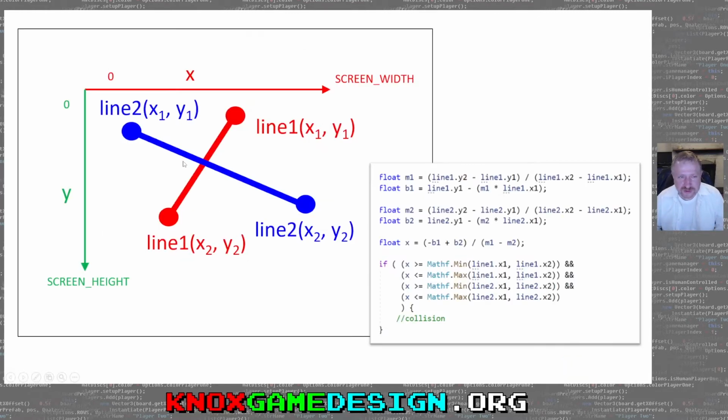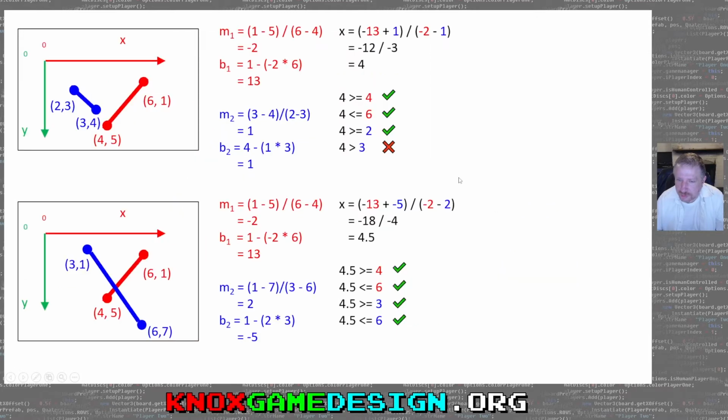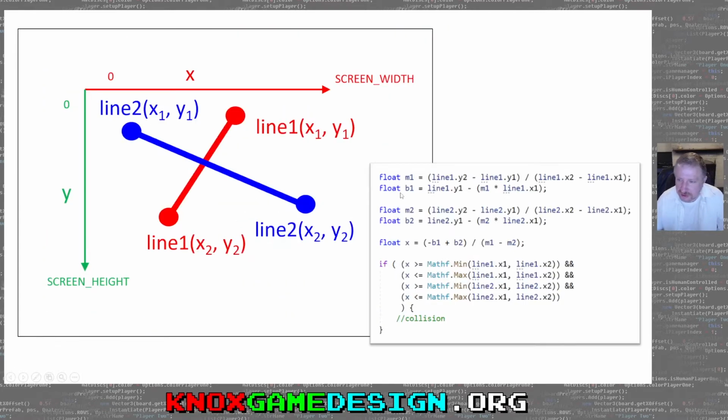Okay, so here's the example. We have two lines, both with two points defined by x and y. Here are the calculations I just did. We do the same finding of the slope and the intercept, your m1 and b1 and m2 and b2. To find x, we do minus b1 plus b2 divided by m1 minus m2. Then we check whether that x value is a valid position on both of the line segments. That's what these four checks do.